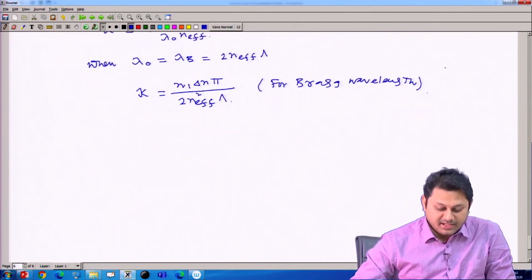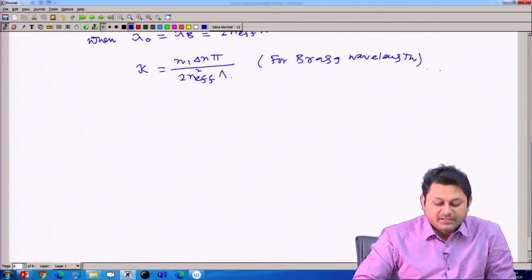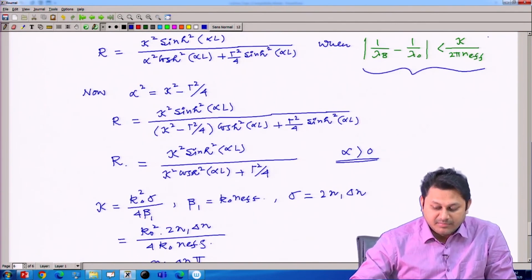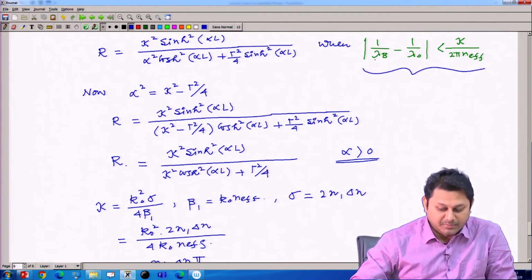So, in the next class again we will try to find out the reflectivity for another condition, because as I mentioned here, if lambda 0 is changing, then there might be a condition that this left hand side will no more be less than the right hand side. It should be greater than this right hand side, and it should be 0 at some point when lambda 0 is equal to lambda b. So, when it is greater than kappa divided by 2 pi n effective, we should have a different expression.